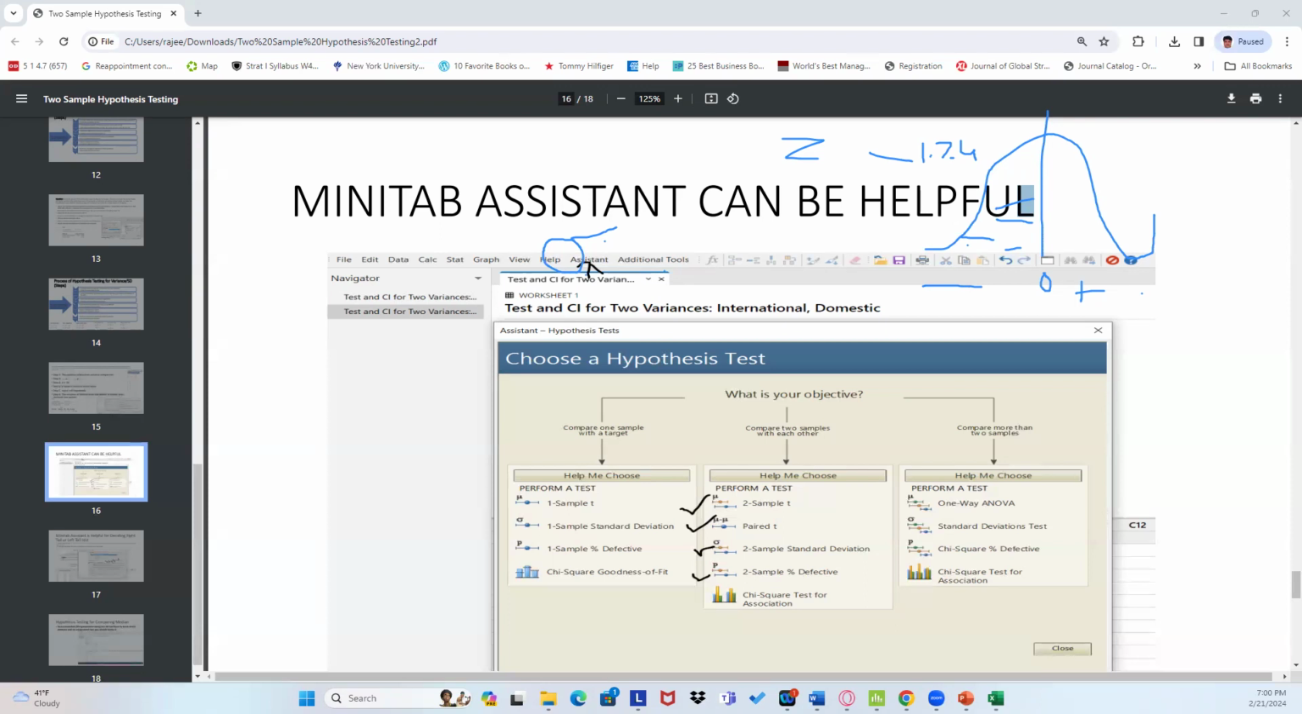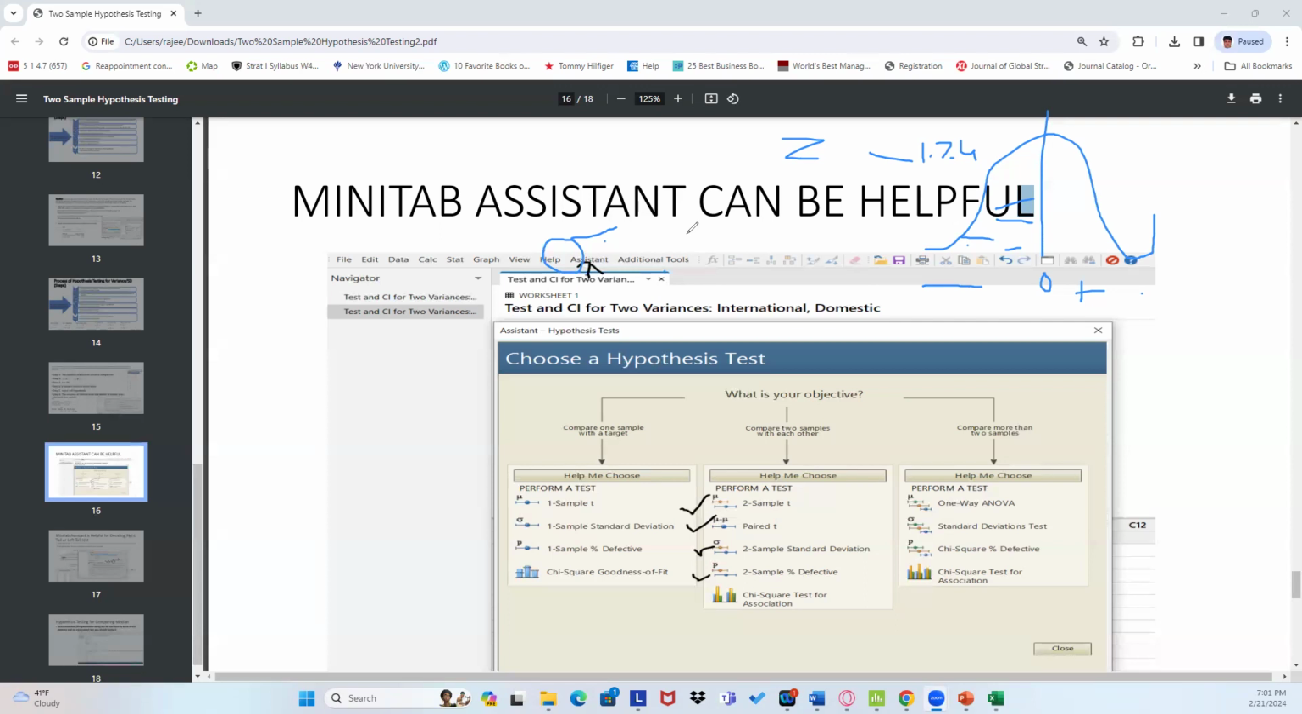Yeah, please. I have a question about the discussion assignment. When you take the two data sets from two different cities, do we need to go to Minitab and do the calculations to get the answers?